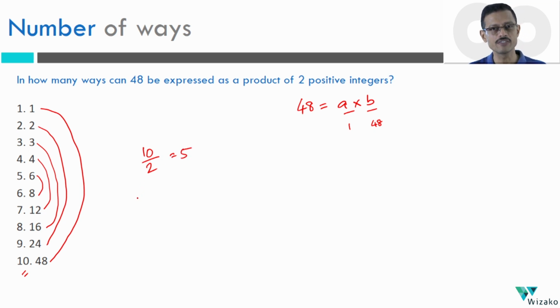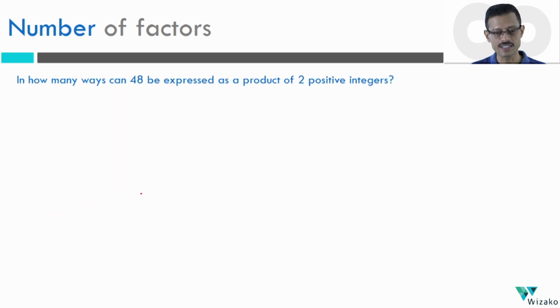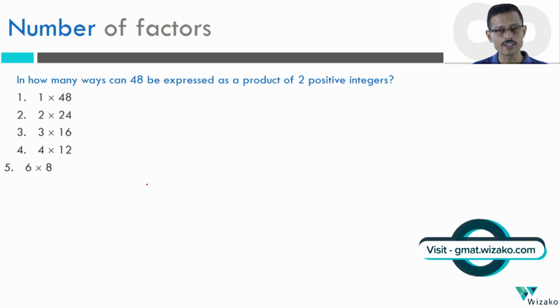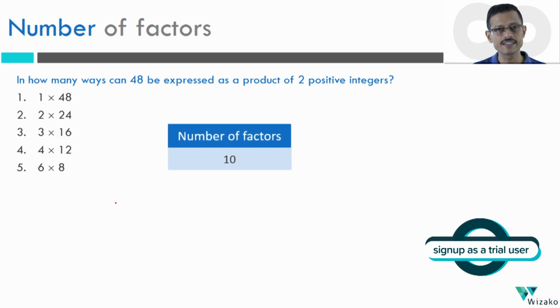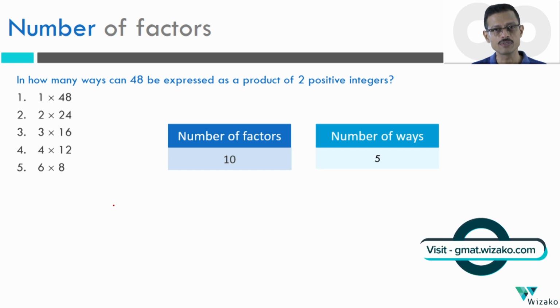So the number of ways in which we can express 48 as a product of two numbers will be the number of factors for the number divided by 2. Basically, capture it in this slide. How many ways can we express it? These are all the ways in which we can write it. 1 into 48, 2 into 24, 3 into 16, 4 into 12 and 6 into 8. Number of factors for 48 is 10. In how many ways can we express it as a product of two numbers? Half of that, which is 10 by 2, which is equal to 5.